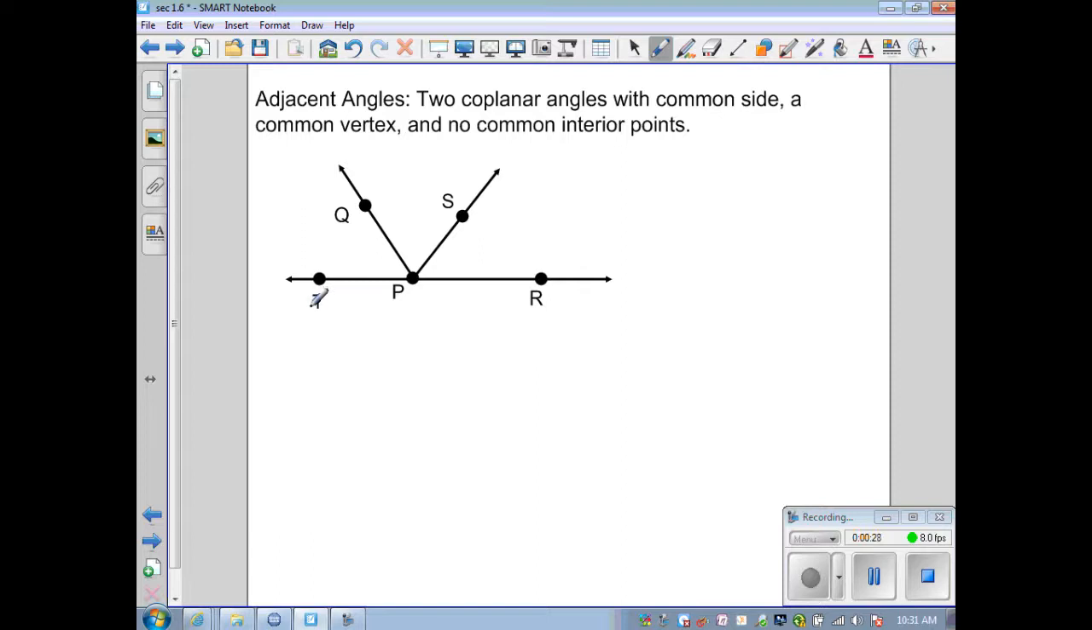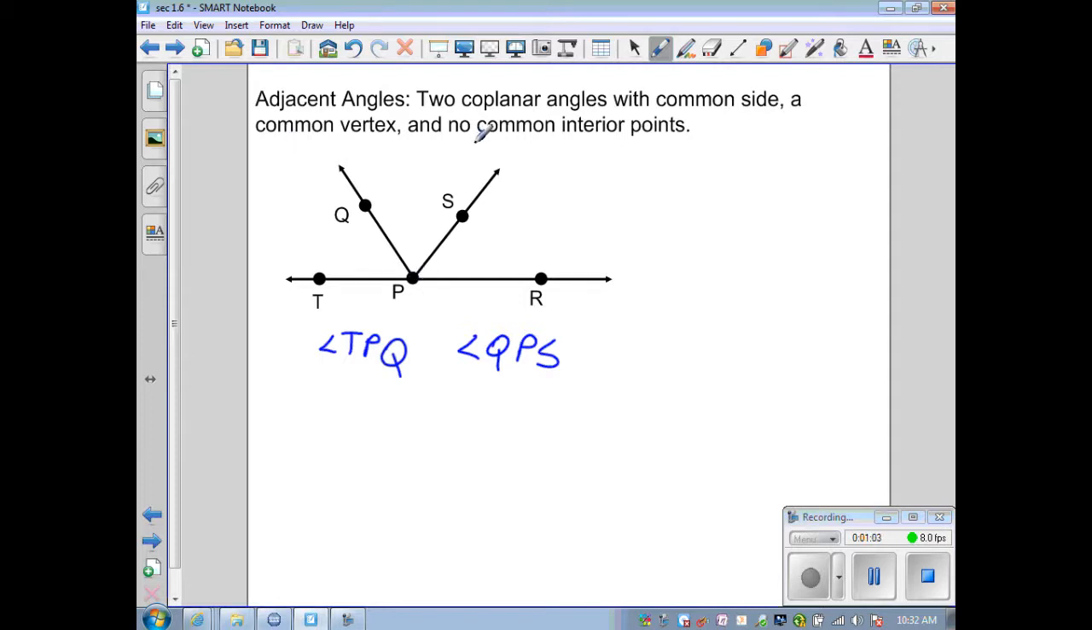Here I have angle TPQ. I also have an angle QPS. And we want to determine if they are adjacent. One, are they coplanar? Yes, they're in the plane of the whiteboard. Two, do they have a common side? The common side is ray PQ, so that is also true. And they have a common vertex. The common vertex is point P.